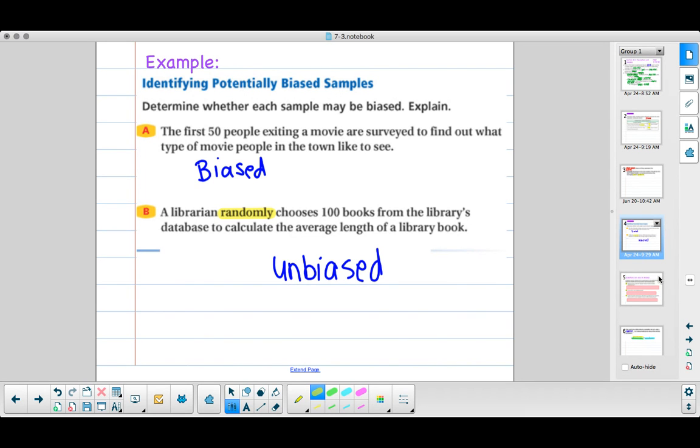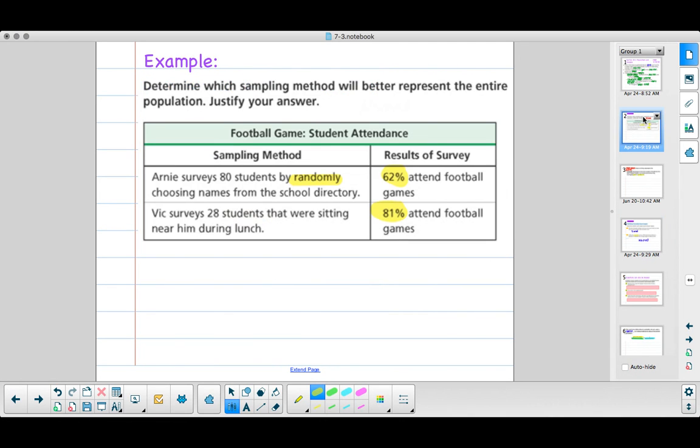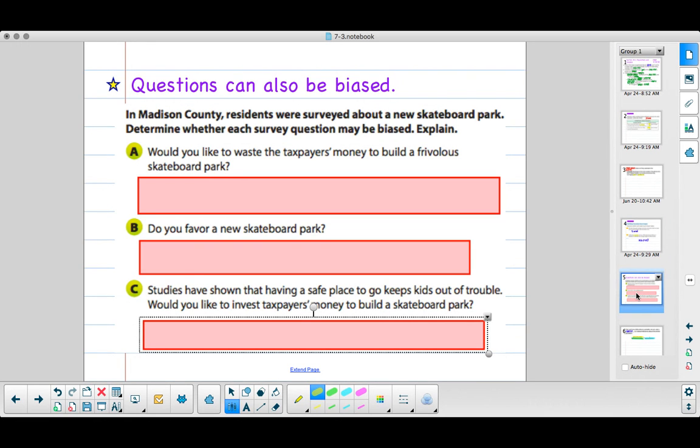So that's all there is to biased samples and determining which method would be better. But we also want to talk briefly about how questions can also be biased. It says here, in Madison County, residents were surveyed about a new skateboard park. Determine whether each survey question may be biased and explain. A biased question is a question that kind of leads the person into their answer. So it would contain information in the question to try to sway the person's response.